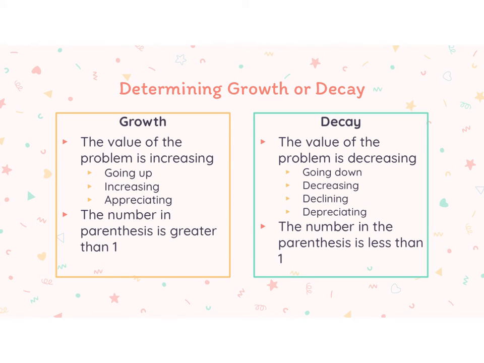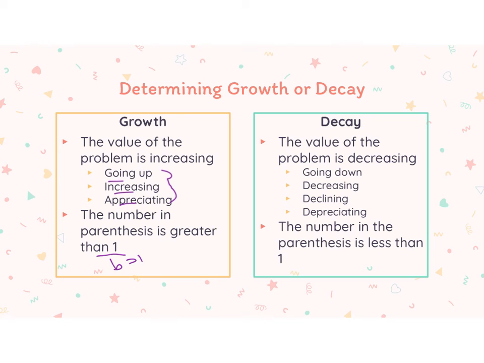Okay, so let's just talk a little bit about how we would determine the difference between growth and decay. So now you are going to be asked which one is it? Which one does a certain situation fall under? And here's how you determine. If the value of the problem is increasing, going up, appreciating, all of those words are going to tell you that you're looking at growth. The number inside the parentheses needs to be greater than 1. That's your B value. So B needs to be greater than 1. Then you're looking at growth.